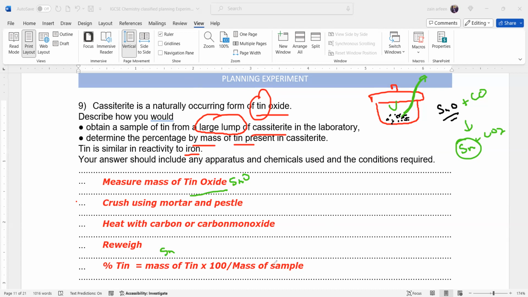Is it clear? Now plan this experiment and send the pictures now.